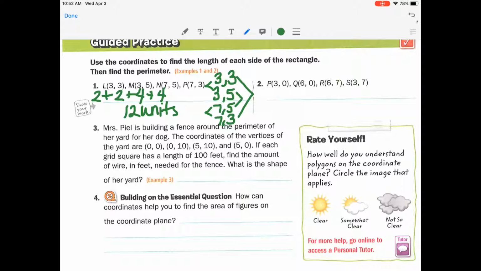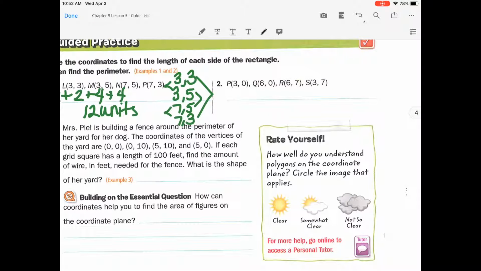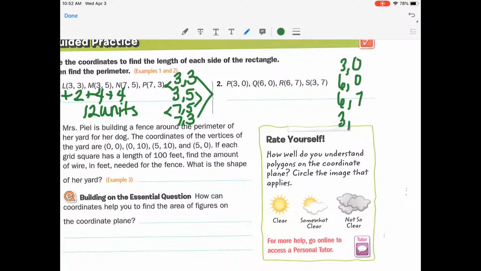All right, let's take a look at the next one over here. The next one is 3 and 0, 6 and 0, 6, 7, and 3, 7. So let's take a look at the x's. I see that 3 and 3 are the same, which means I'm going to subtract my y's. So 7 minus 0 is 7. And then I see 6 and 6 are the same, which means I'm going to subtract my y's, which is 7 minus 0, 7.